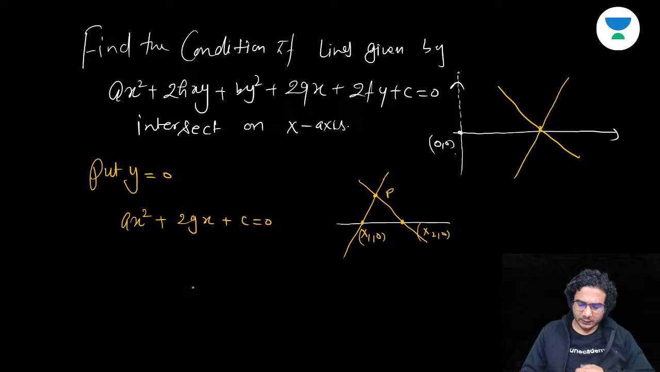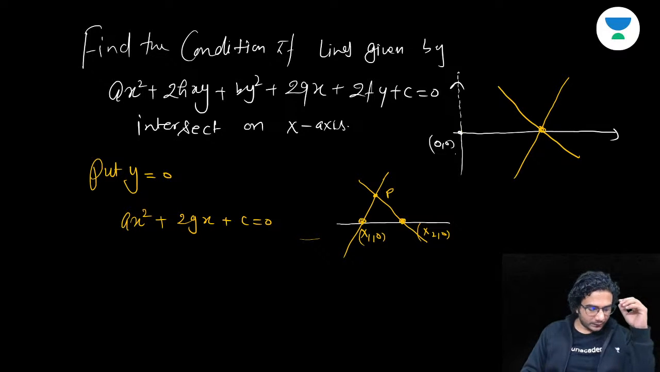What are you guys doing? I'm saying just put y is equal to 0. It will give you a quadratic. If you solve this quadratic, if this quadratic has two distinct roots, that means these two lines are meeting the x-axis at two distinct points. But in our case, are they meeting the x-axis at two different points? What are you asking, Raghav?